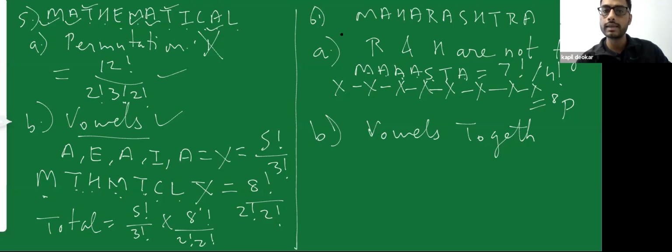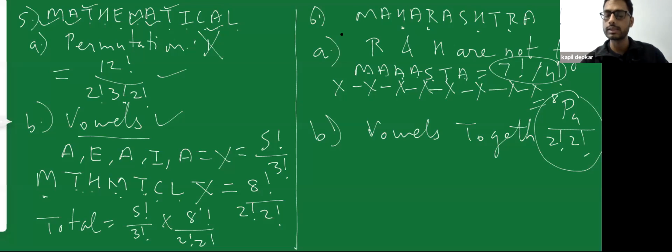But how many R and H are there? You have 1 H, 1 R, 1 more H, 1 more R. So there are actually 4 letters. So out of these 8, 4 places will be filled. So that can be done in how many ways? 8P4 ways. But H is repeated twice, so divide by 2 factorial. R is repeated twice, so divide by 2 factorial. So total is equal to 7 factorial by 4 factorial multiplied with this term. And vowels to be together, similar to this question.